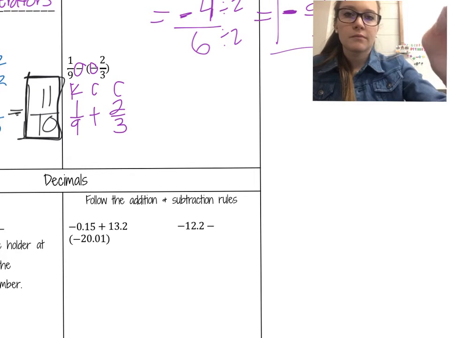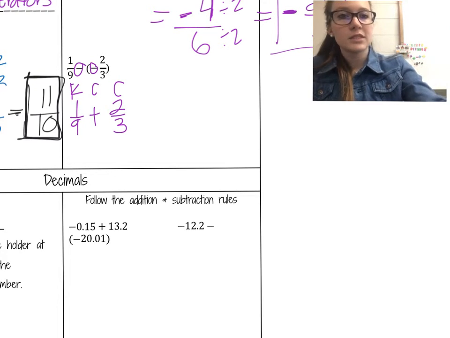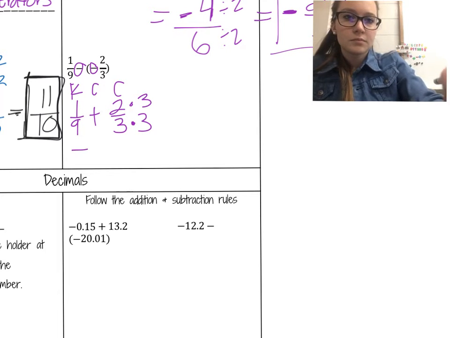Okay. Now I need a common denominator. I know that 3 times 3 is 9. So I'm going to multiply these by 3. So now my problem is 1/9 plus 6/9. Okay, 1 plus 6 is 7 over 9.